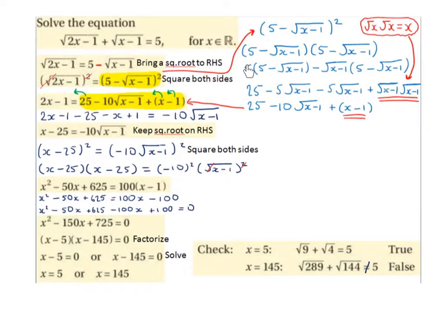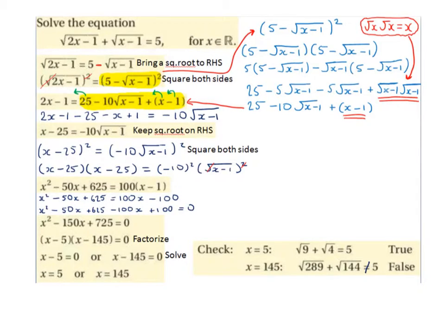So we bring down the 5, stick on the 5 minus root x minus 1, bring down the minus root x minus 1, and then again stick on the 5 minus root x minus 1. So 5 by 5 is 25. 5 by minus root x minus 1 is minus 5 root x minus 1. Minus root x minus 1 by 5 is minus 5 root x minus 1. And then minus by minus is a plus.